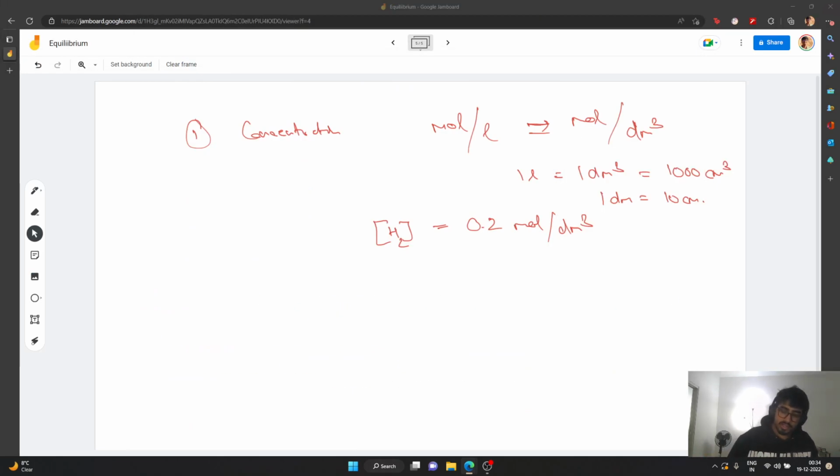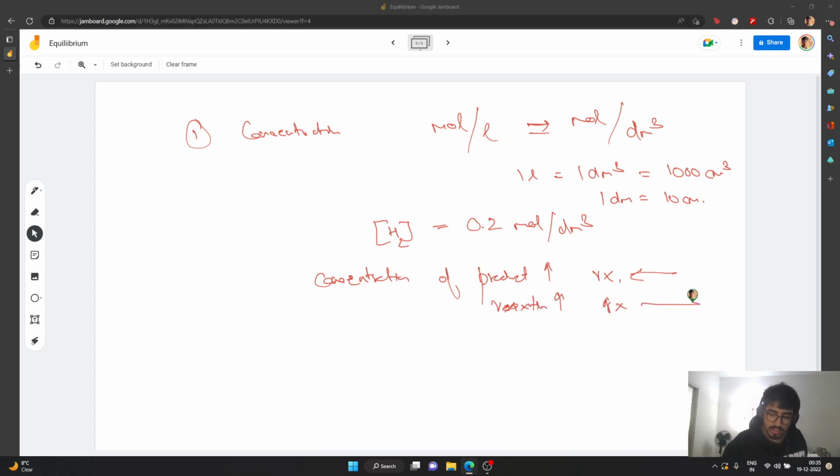So we talked about concentration. We said concentration of reactants or products, if it is increased, then the reaction goes to the left. If it is increased of the reactant, right, then the reaction goes to the right. So the next thing that we talked about is temperature.